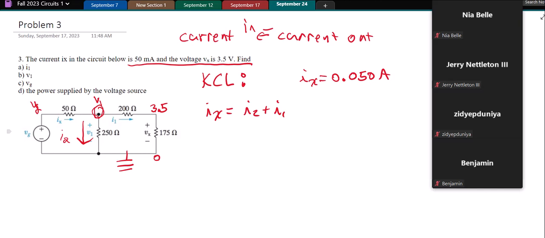Okay, now, let's see, I'll go ahead and replace Ix with 0.05. So I have 0.05 equals I2 plus I1. Now I'm going to use Ohm's law.